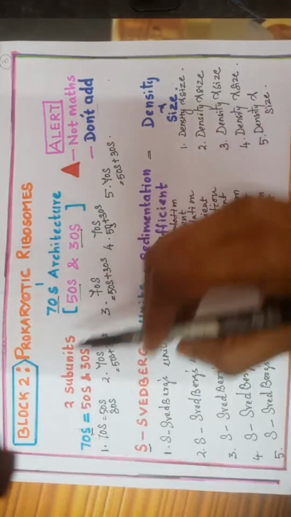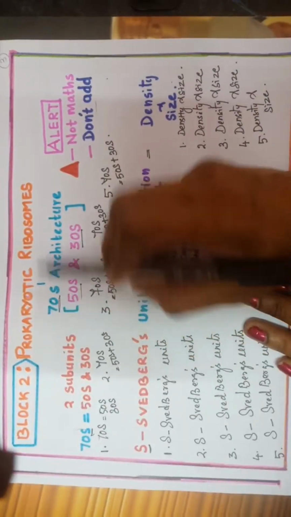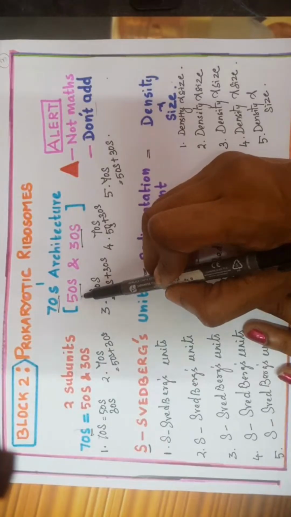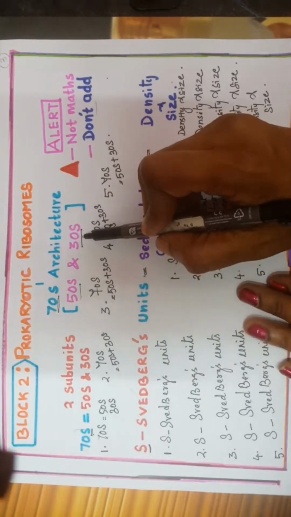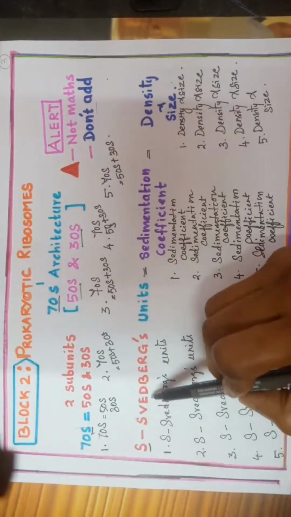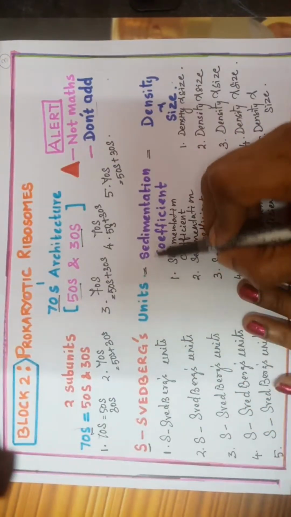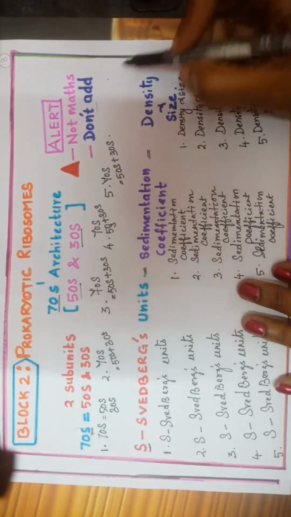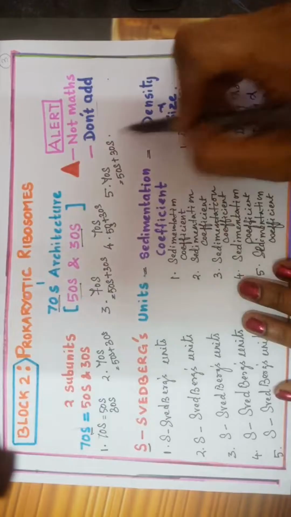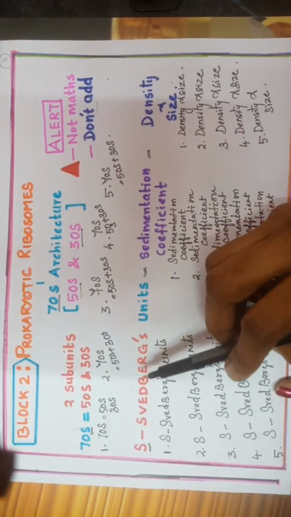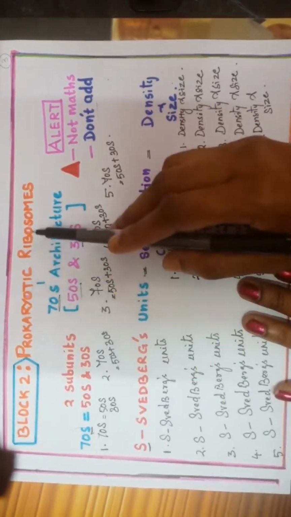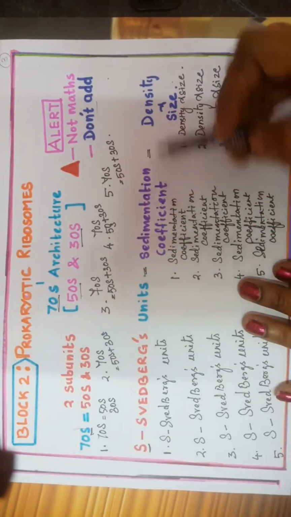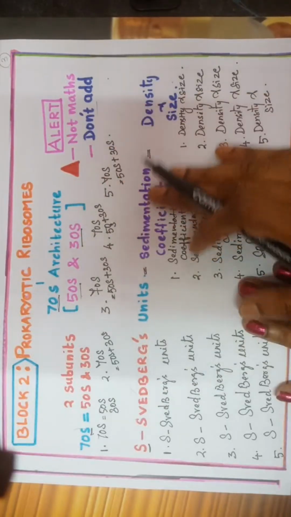Shall we go through once? Prokaryotic ribosomes are of 70S type. It is made up of 2 subunits, 50S a larger unit and 30S a smaller unit. S denotes Svedberg's units, which is a sedimentation coefficient, an indirect measure of density and size. So you can remember these words and write them as many times as possible. If you forget, remember: prokaryotic ribosomes, 70S, 50S, 30S, Svedberg's units, sedimentation coefficient, density and size. This alone you can remember.